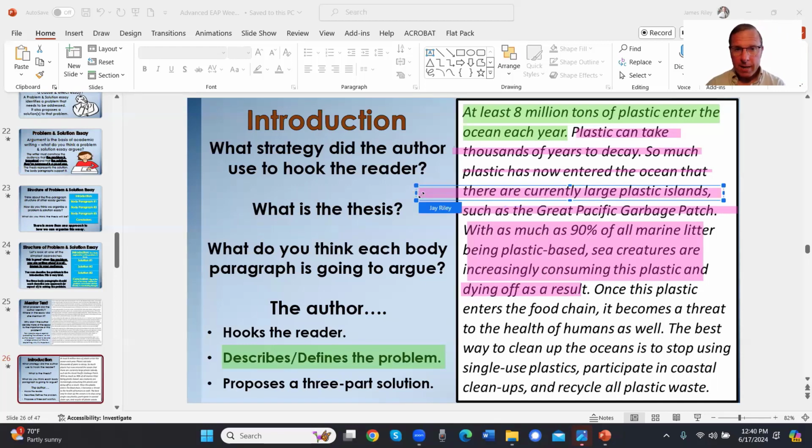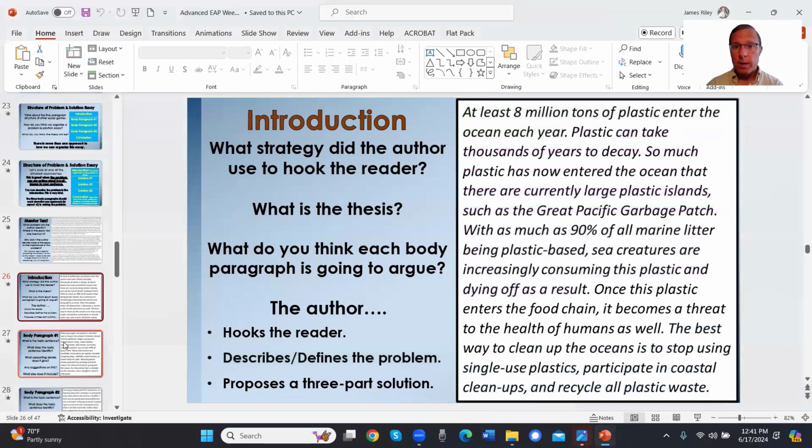Then they've got to give a thesis statement. The thesis statement is going to be the 3 aspects of the solution, and each of those aspects is going to be its own body paragraph. So in this particular essay, we don't need a thesis map because our thesis map and our thesis statement are the same. Here the author says the best way to clean up the oceans is to stop using single-use plastics, participate in coastal cleanups, and recycle all plastic waste. So that's 1, 2, and 3, 3 aspects of our solution.